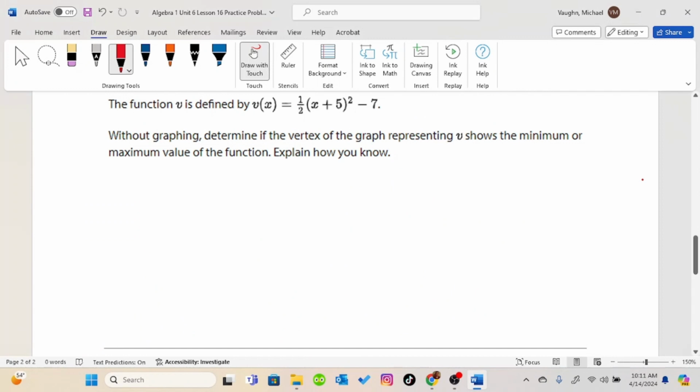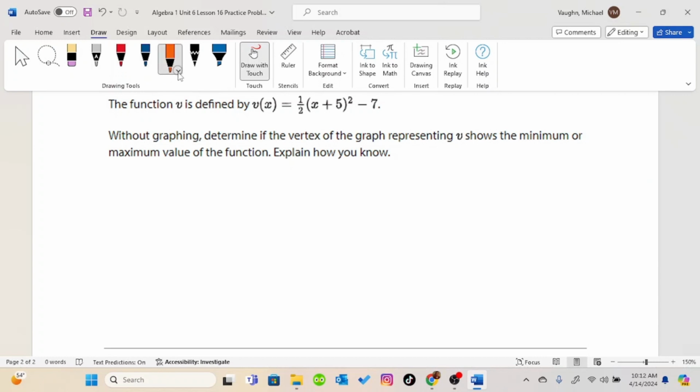The function v is defined by v of x equals 1/2 times (x plus 5) squared minus 7. Without graphing, determine if the vertex of the graph representing v shows the minimum or maximum value of the function. Explain how you know.